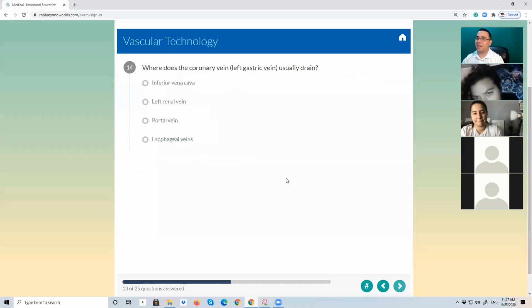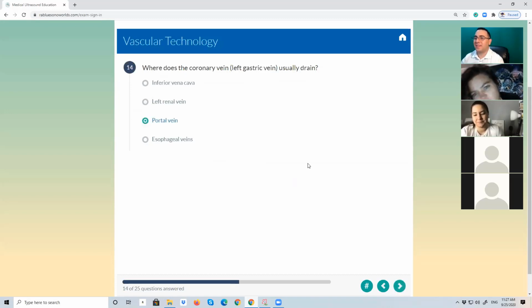Let's keep going. Where does the coronary vein usually drain? The left gastric vein. Not the heart. I think it's the portal vein. Correct. All right, that's the one. That's the portal vein. Perfect.